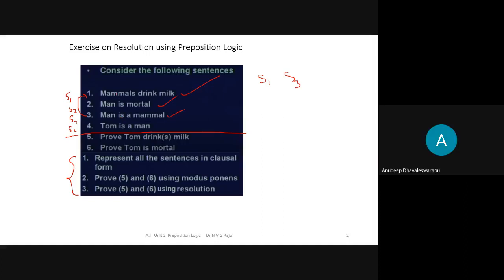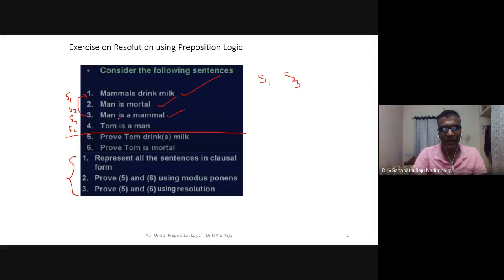In the first statement, mammals drink milk, and wherever mammal is there, we can represent man. Now can I write like this: man drinks milk? Will you agree? From statements 1 and 3 we can infer that man is a mammal, so wherever the mammal is there, I can replace it with man. Man drinks milk. Now what inference can I make from 2 and 4? Could you please tell me?